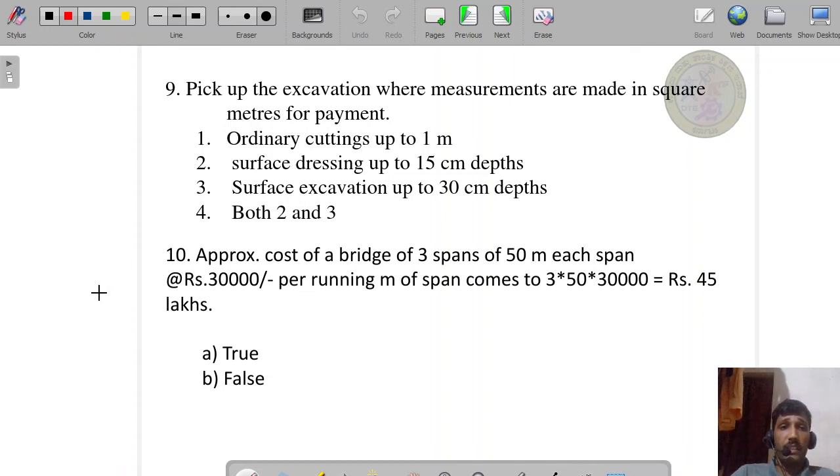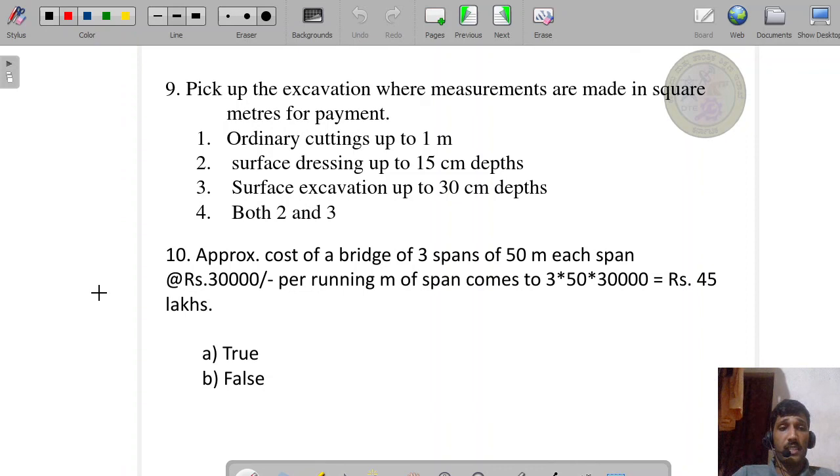Next, question number 9. Pick up the excavation where measurements are made in square meters for a pavement. Which is the correct answer? Ordinary cutting up to 1 meter, surface dressing up to 15 centimeter depth, surface excavation up to 30 centimeter depth, both 2 and 3. Option number 4 is the correct answer.